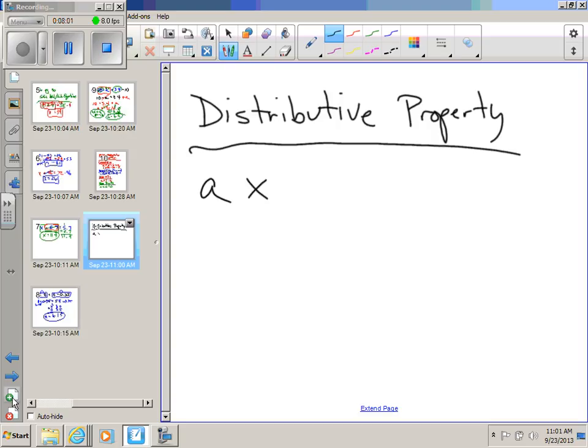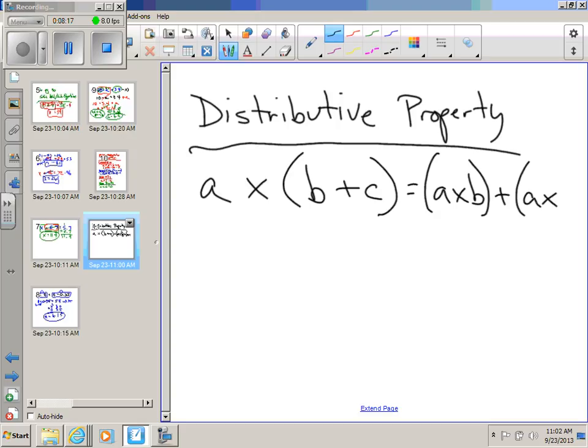So if we had A and we multiplied it to a B plus a C, it would be equal to A times B plus A times C. Now just take a minute to write that down, get that in your notes, chew on that for a second, and then we'll try our best to digest it using some real examples.